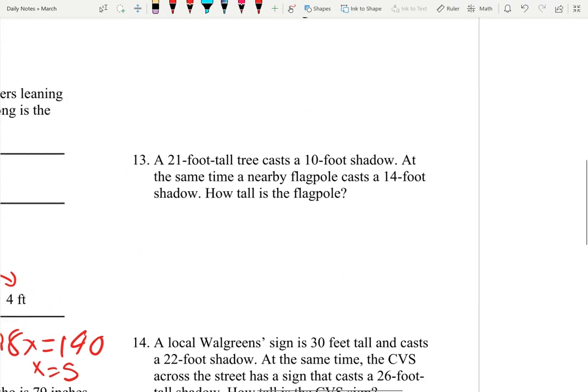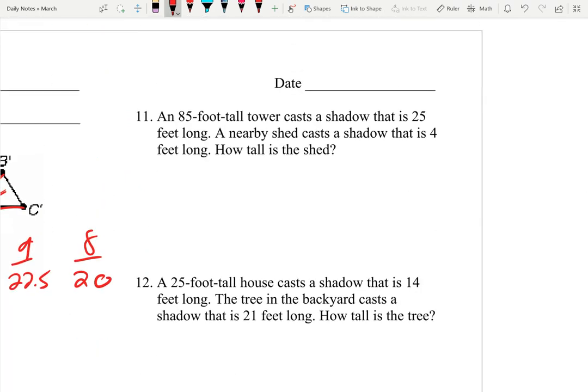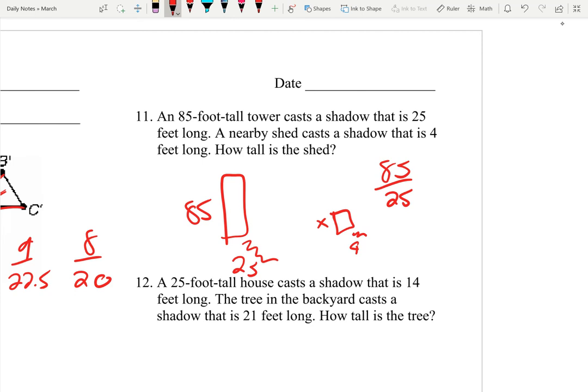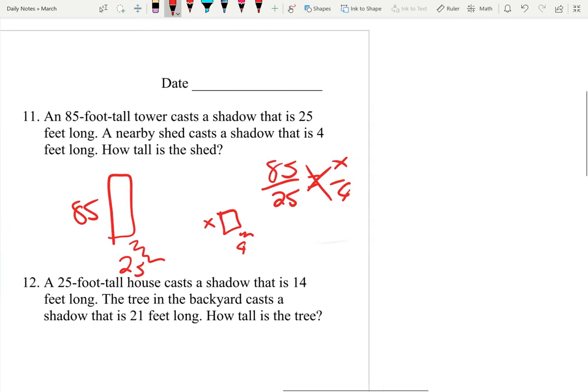Now let's move on to number 11. So we have a tower, 85 feet tall, and its shadow is 25 feet long. The nearby shed casts a shadow that is only 4 feet long. How tall is the shed? So it's pretty much the same problem. Same ratios, 85 to 25 as x is to 4. So just cross multiply, and we're good.